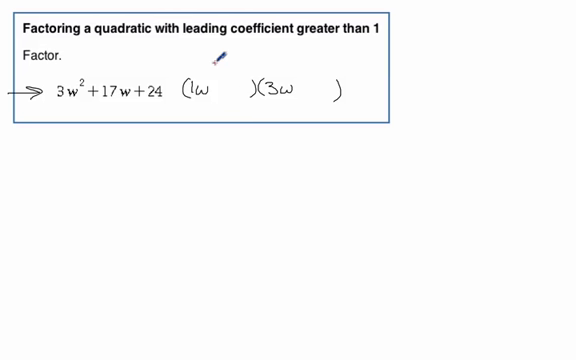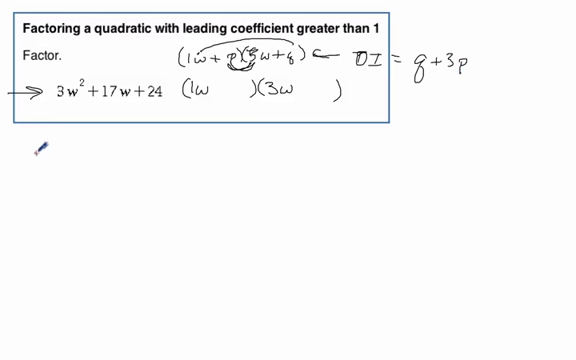If our pattern is 1w plus p times 3w plus q, our outer and our inner here is going to be q times w plus 3p. So we set up our t-chart like this. We say p and q, and then q plus 3p.